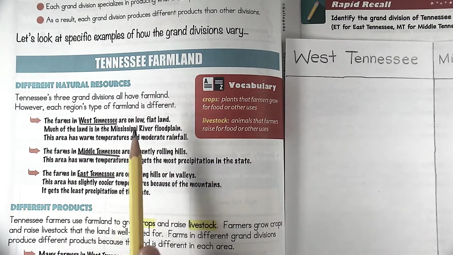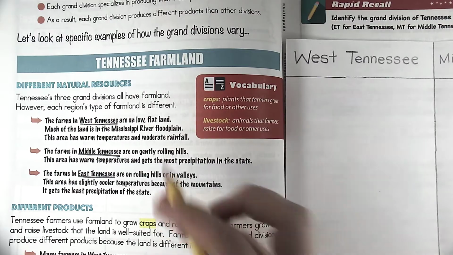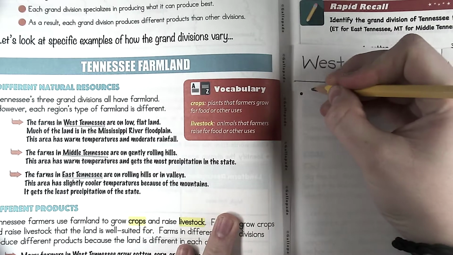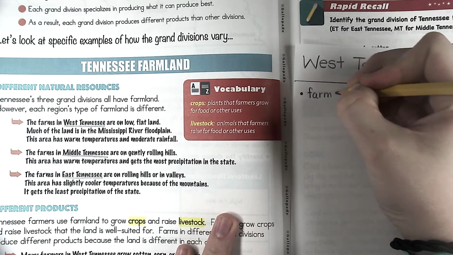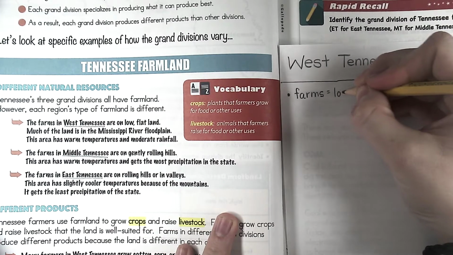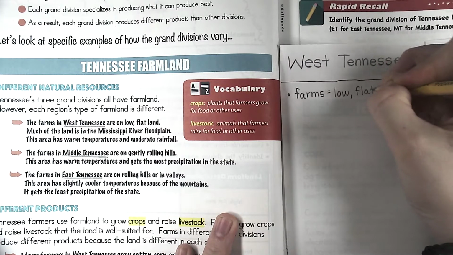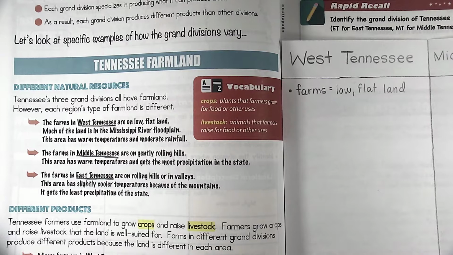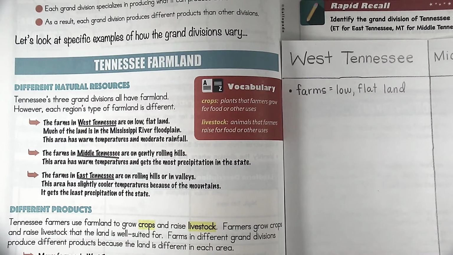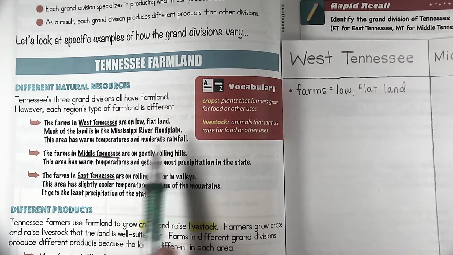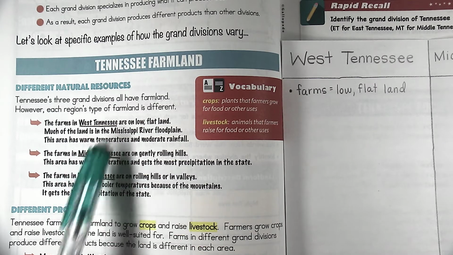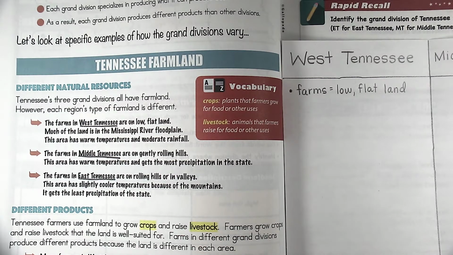So the farms in West Tennessee are on low, flat land. Now, instead of writing that whole sentence out, I'm going to take it note-taking style, and I'm just going to say farms equal low, flat land. At any point when you are watching this video, you can pause so that you can take notes at your own pace. Much of the land is in the Mississippi River floodplain. This area has warm temperatures and moderate rainfall. Because they all have warm temperatures, and I have already read that, I'm going to go ahead and not take notes on that. Let's look at Middle Tennessee.